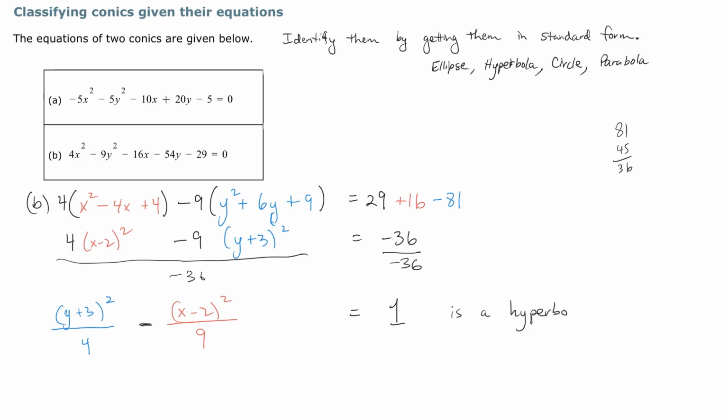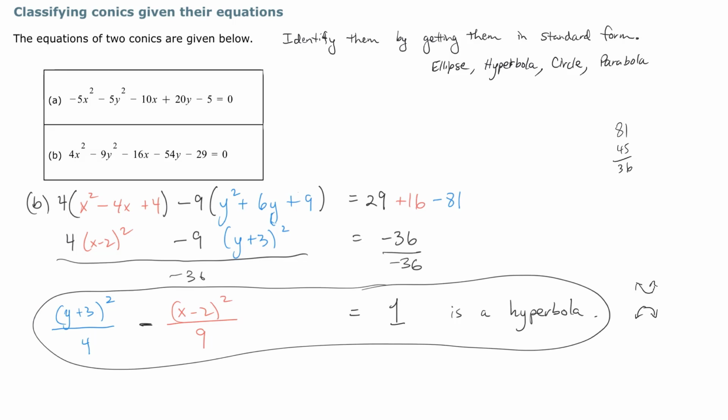This is called a hyperbola, and it's actually opening in the vertical direction. So there's 2 parabolic branches opening in the vertical directions, so opening up and down. Make sure you're able to complete the square.